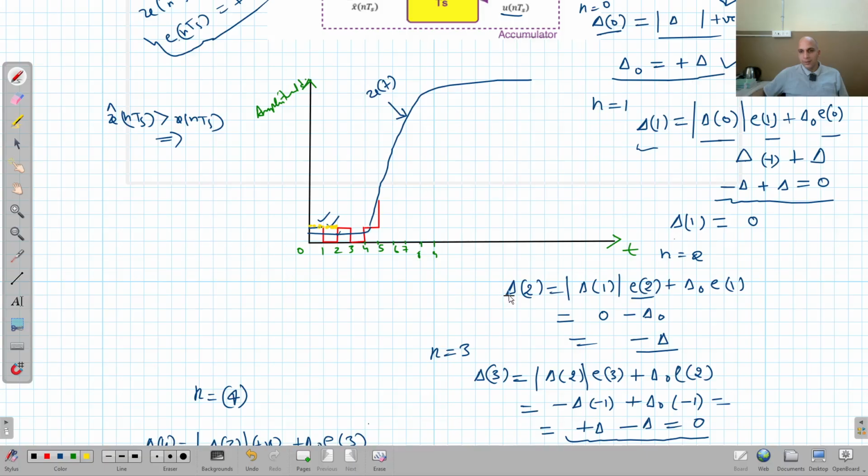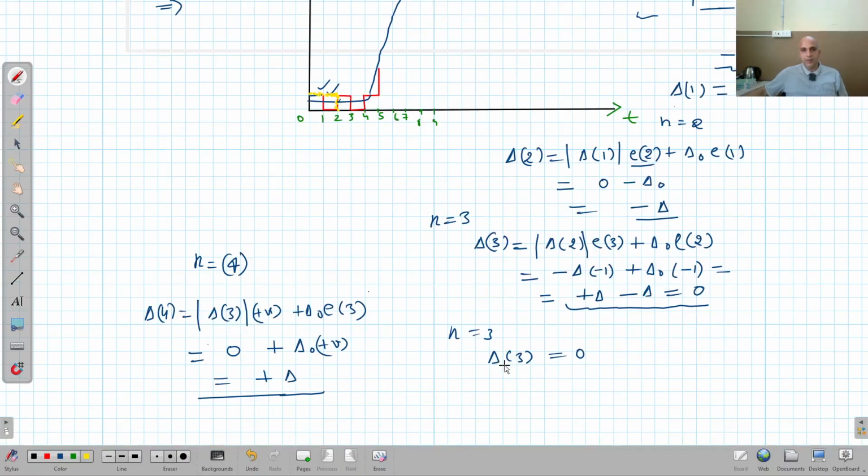So at n is 2, it is minus delta, which means we will come down toward this side. Then at n is equal to 3 we have 0. 0 means we will proceed the same way, right? Now at n is equal to 4, plus delta, right? So this is the resulting waveform that we are going to obtain.